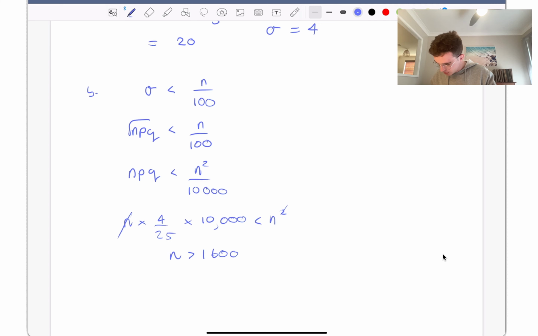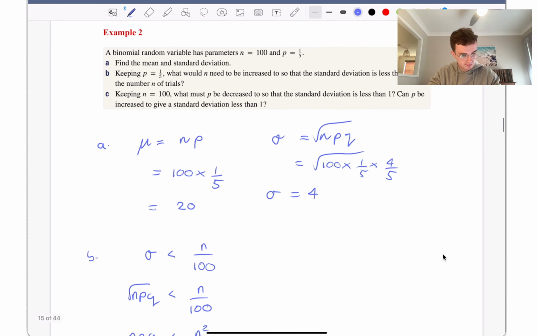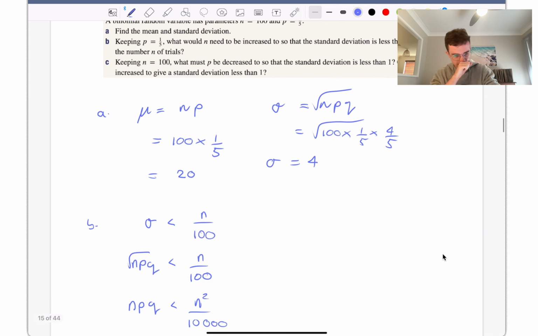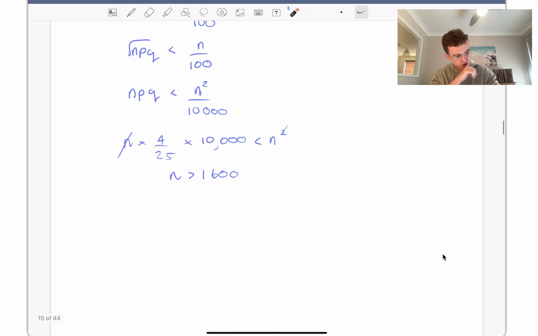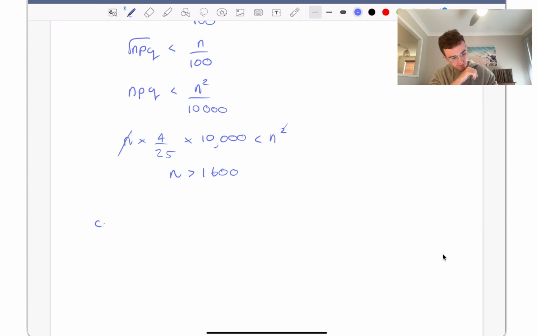Which I think is our answer. So yeah, therefore n has to be greater than 1,600. Now, when I was first doing this question, I was thinking, oh, but isn't n 100? Doesn't that mean 100 on 100? Not quite. We're changing the value of n, and we need to find a new value of n, so we can't use this existing value of n. That was a tricky question. Or not tricky, just confusing.